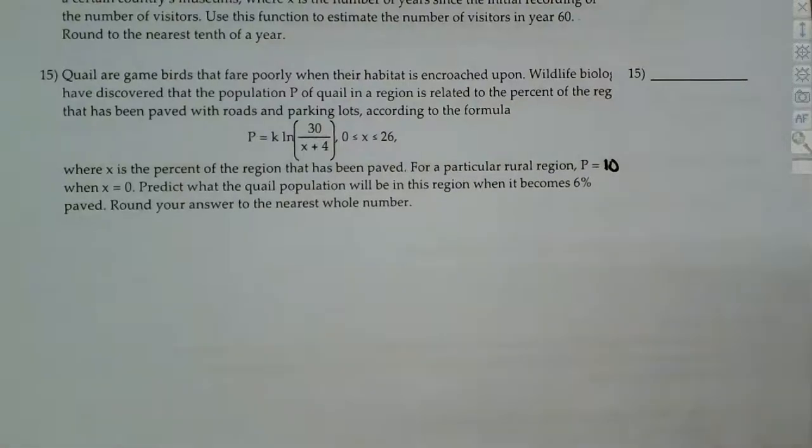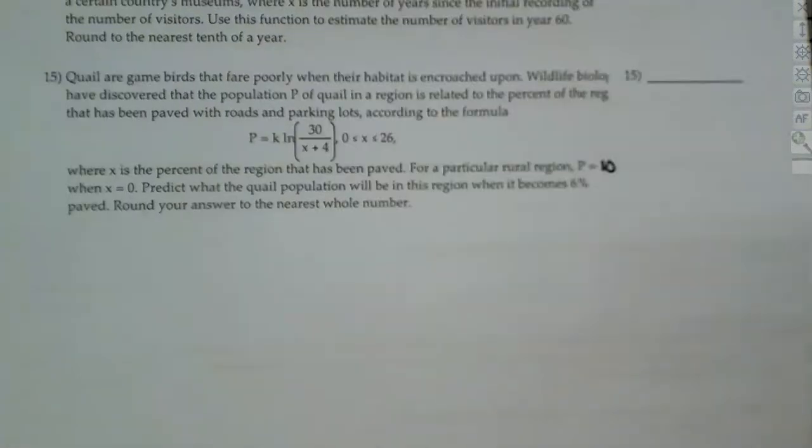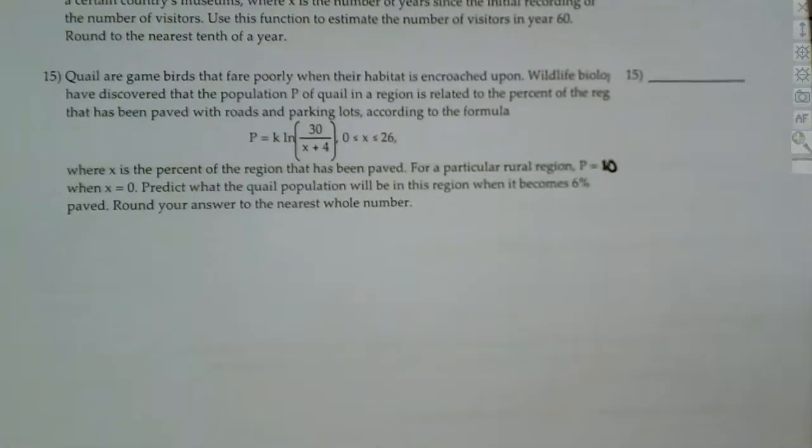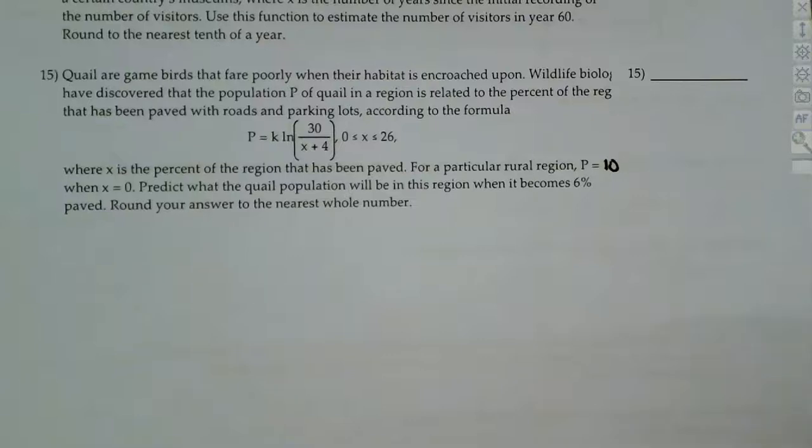Quail are game birds that fare poorly when their habitat is encroached upon. Wildlife biologists have discovered that the population P of quail in a region is related to the percent of the region that has been paved with roads and parking lots, according to this formula, where x is the percent of that region that has been paved.